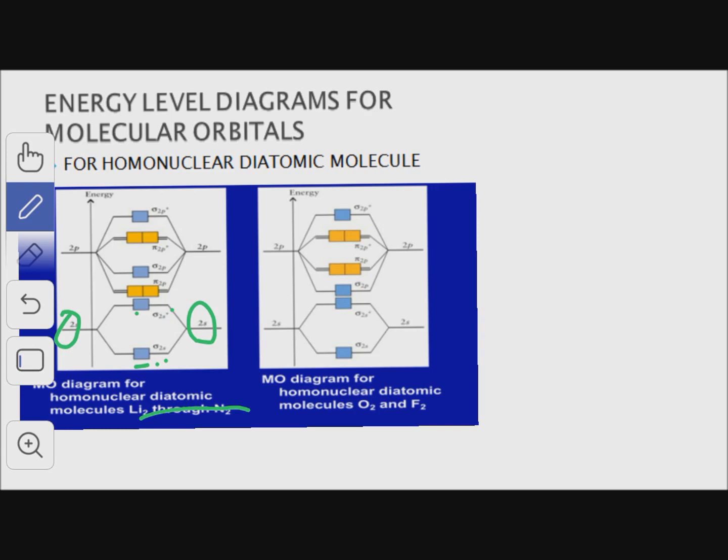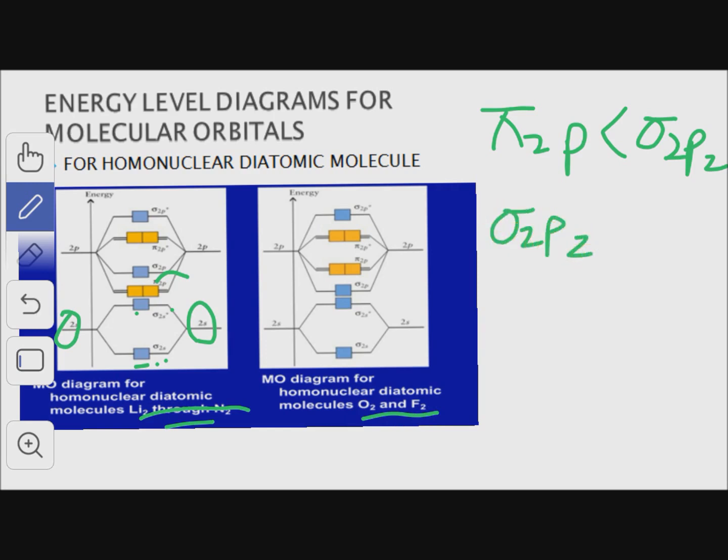In the case of lithium 2 to nitrogen, the pi 2p orbital has lower energy than the sigma 2pz orbital. But in the case of oxygen to fluorine, the sigma 2pz orbital has lower energy than the pi 2p orbital.